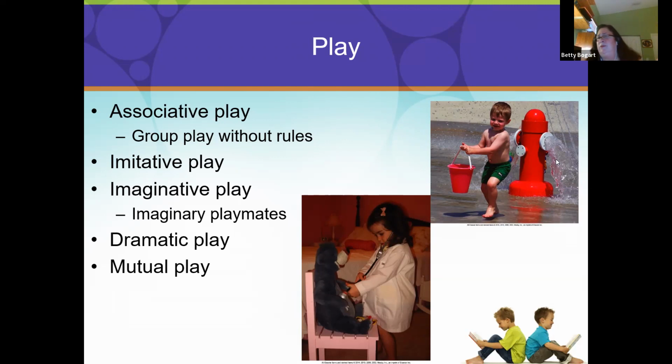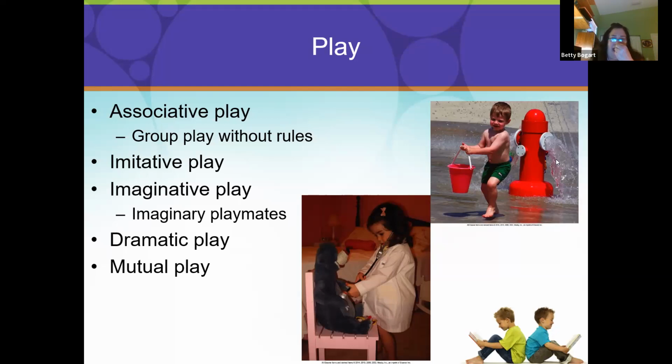Imitative, they're going to do what another kid is doing. Imaginative, very normal for a preschooler to have an imaginary playmate. Ever see a preschooler sit there and play with a toy and talk like they're talking to someone else? Probably it's an imaginary playmate. They really don't even understand they have one. Now, if an 8-year-old has an imaginary playmate, this could be schizophrenia or something, but for a preschooler, it's definitely okay.